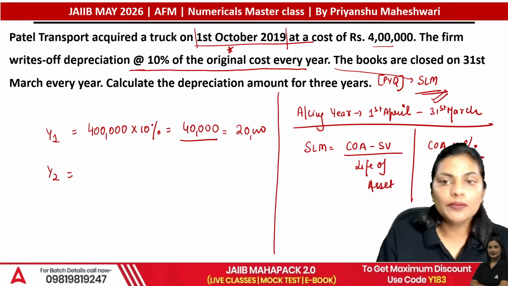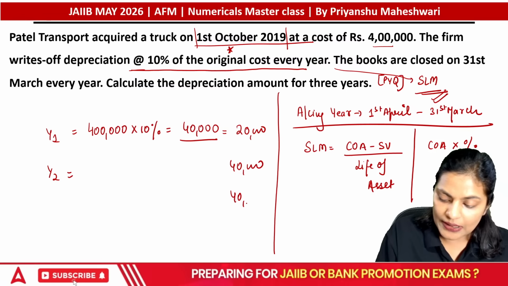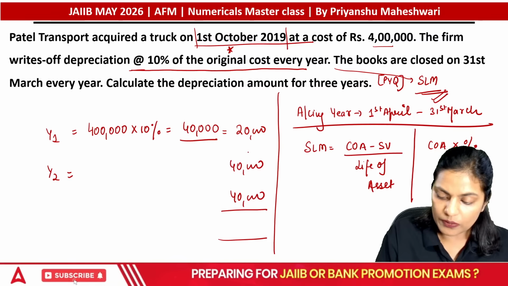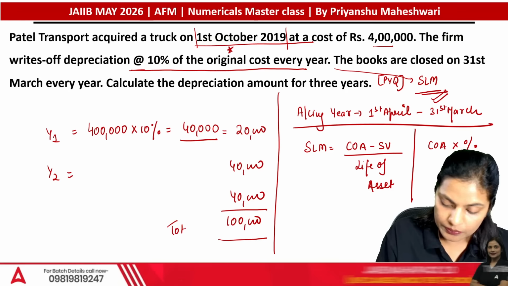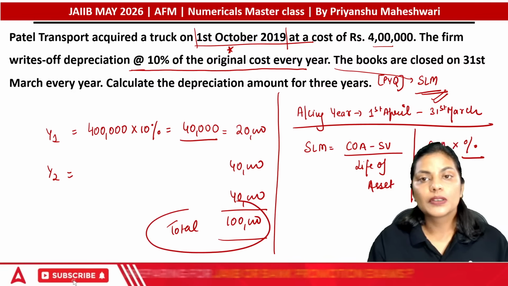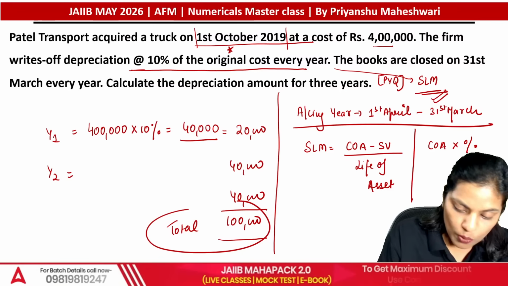Year 2 it would be 40,000 and year 3 it will be 40,000. So, it would be 1 lakh depreciation at the end of 3 years. I hope that's clear to everyone. Okay. Moving ahead to the next one.